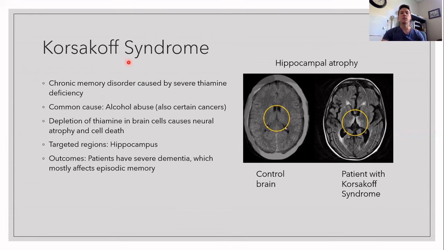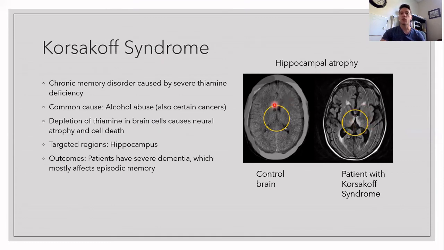Commonly, Korsakoff syndrome is related to alcohol abuse, but it also can arise from certain cancers. And Korsakoff syndrome is a type of dementia that's associated with anterograde amnesia, so an inability to form new episodes. It's largely this atrophy of the brain occurs in the hippocampus, which, as we just illustrated with patient HM, is largely involved in episodic memory.